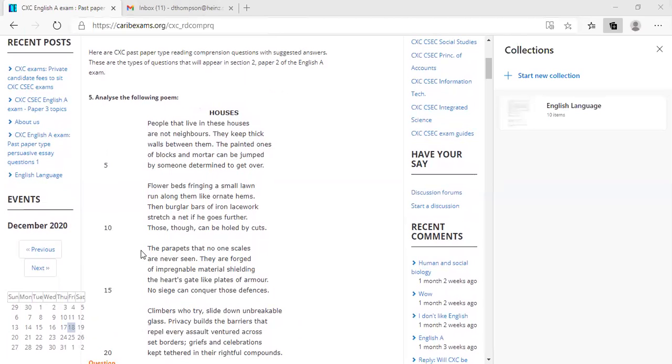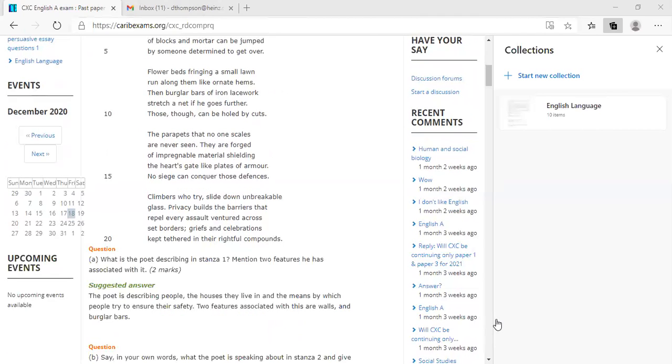Yes, sir. All right. The parapets that no one scales are never seen. They are forged of impregnable material, shielding the heart's gate like plates of armor. No siege can conquer those defenses. Climbers who try slide down unbreakable glass. Privacy builds the barriers that repel every assault ventured across set borders. Griefs and celebrations kept tethered in their rightful compounds.